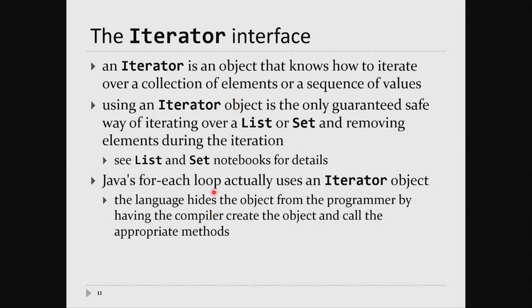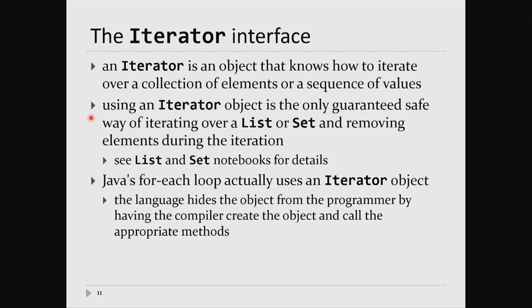The big reason for using iterators is the for each loop. When you write the loop that says for each element in blah, you're actually using an iterator object. You may not know that you're using an iterator object because the compiler is generating the iterator for you. It hides the creation and the use of the iterator from you, but that's actually what's happening underneath the hood.